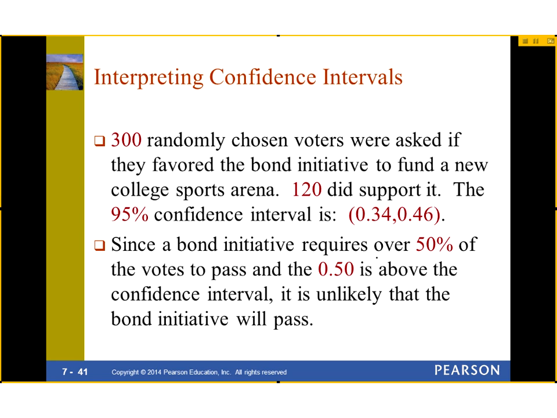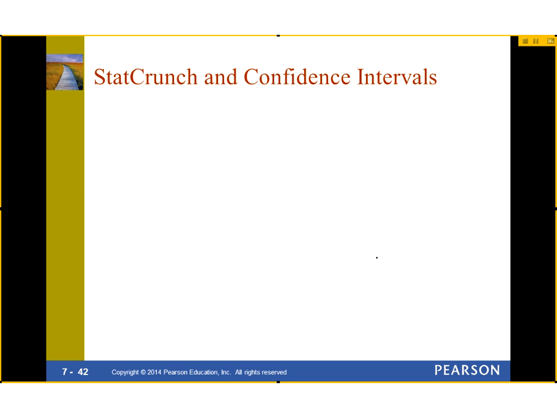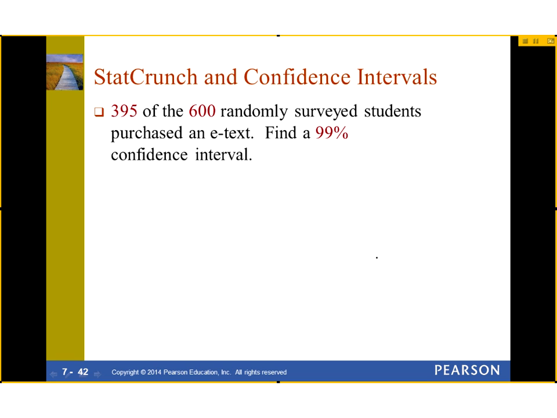Let's see if we agree. 0.34, 0.46. So here's the thing. A bond initiative requires more than half the population to vote for it. And since 0.5 is above the confidence interval, it's unlikely that that bond initiative is actually going to pass.